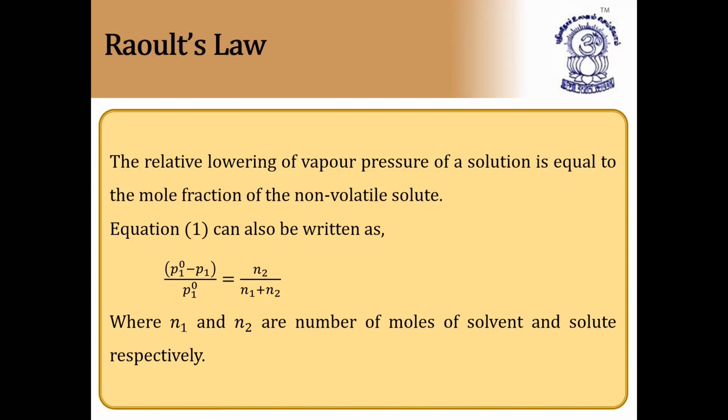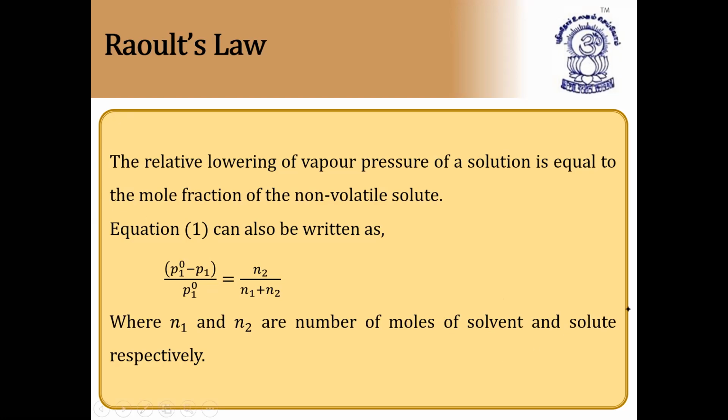So equation one can also be written as P1 naught minus P1 by P1 naught. What is P1 naught? P1 naught is called the vapor pressure of the pure component, and P1 is called the vapor pressure of the solution after adding solute. After adding solute is very important. And P1 naught again is nothing but the vapor pressure of the pure solution. So that is equal to N2 by N1 plus N2. This is called relative lowering of vapor pressure, which is equal to the mole fraction of solute. And this is the first colligative property.